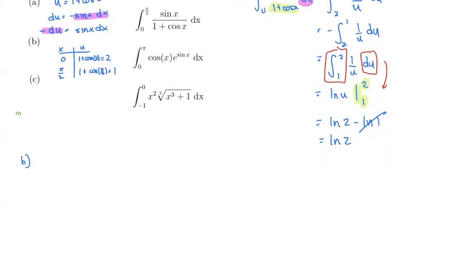All right, letter B. Here, what I notice is that if you let u equal sine x, then du is cosine x dx. And the reason this is important, of course, is here's the sine x. So there it is. So I can replace that with u.